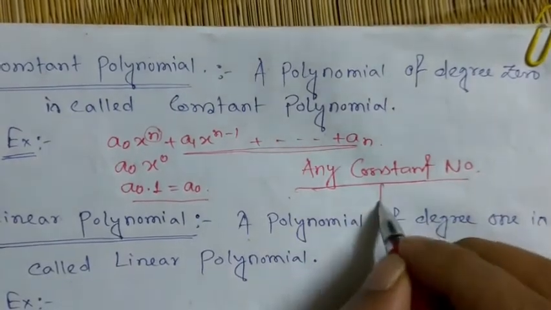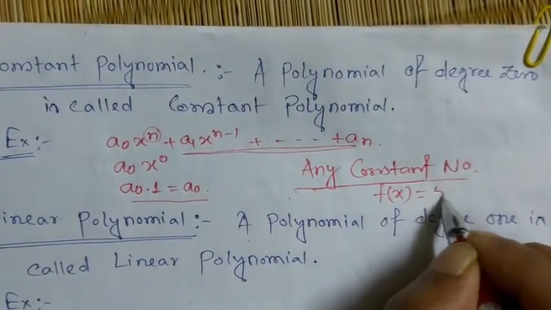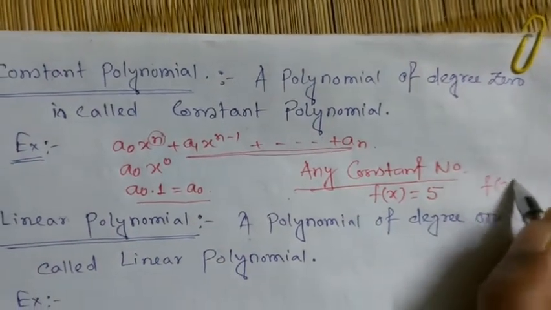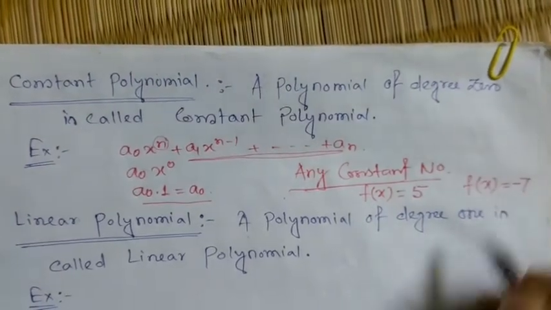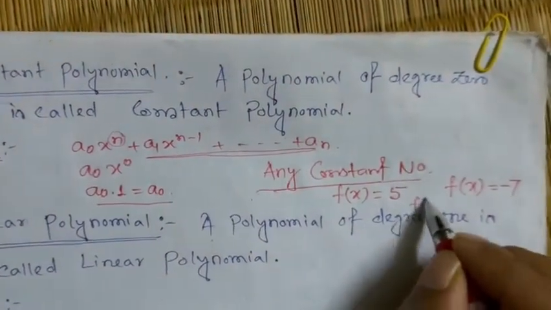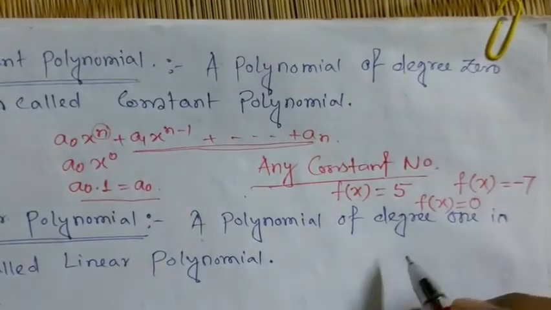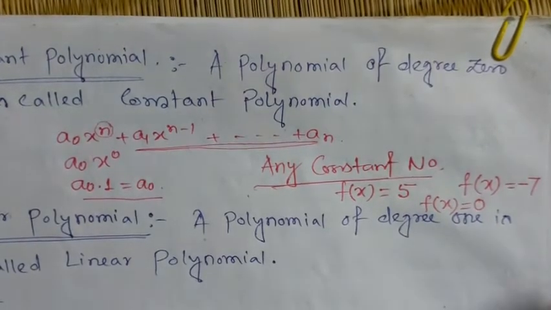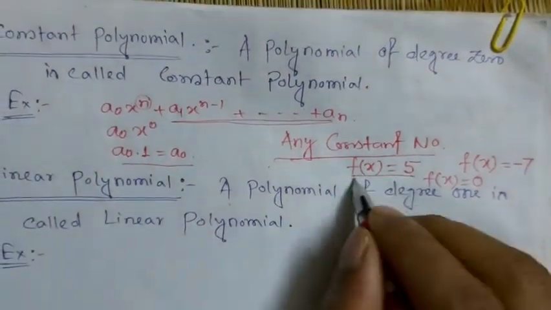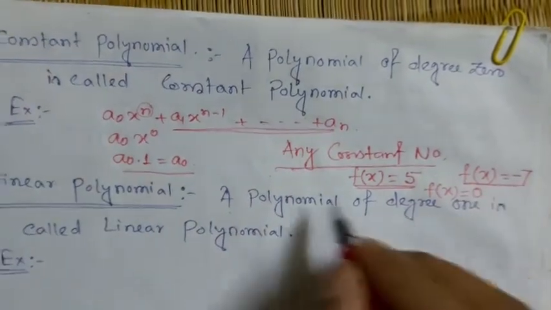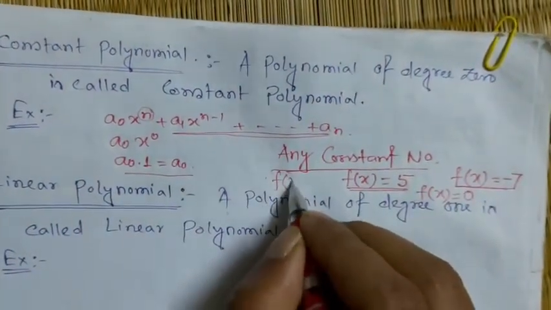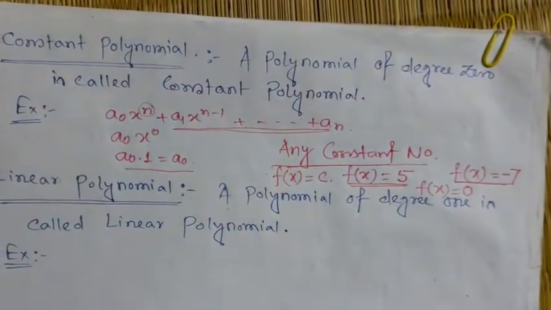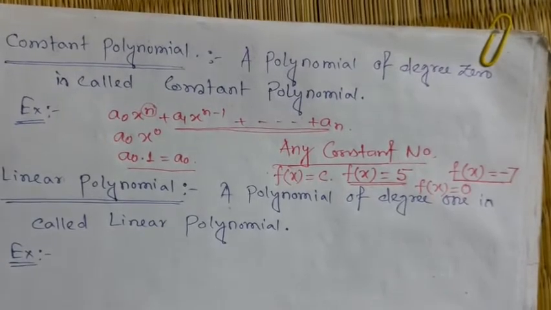Examples of a constant polynomial: if you write f(x) equal to 5, this is a constant polynomial. If you write f(x) equal to minus 7, this is also a constant polynomial. If you write f(x) equal to 0, this is also a constant polynomial. I will discuss the different types of polynomial next. Generally, f(x) equal to c, where c is any constant real number, is a constant polynomial.